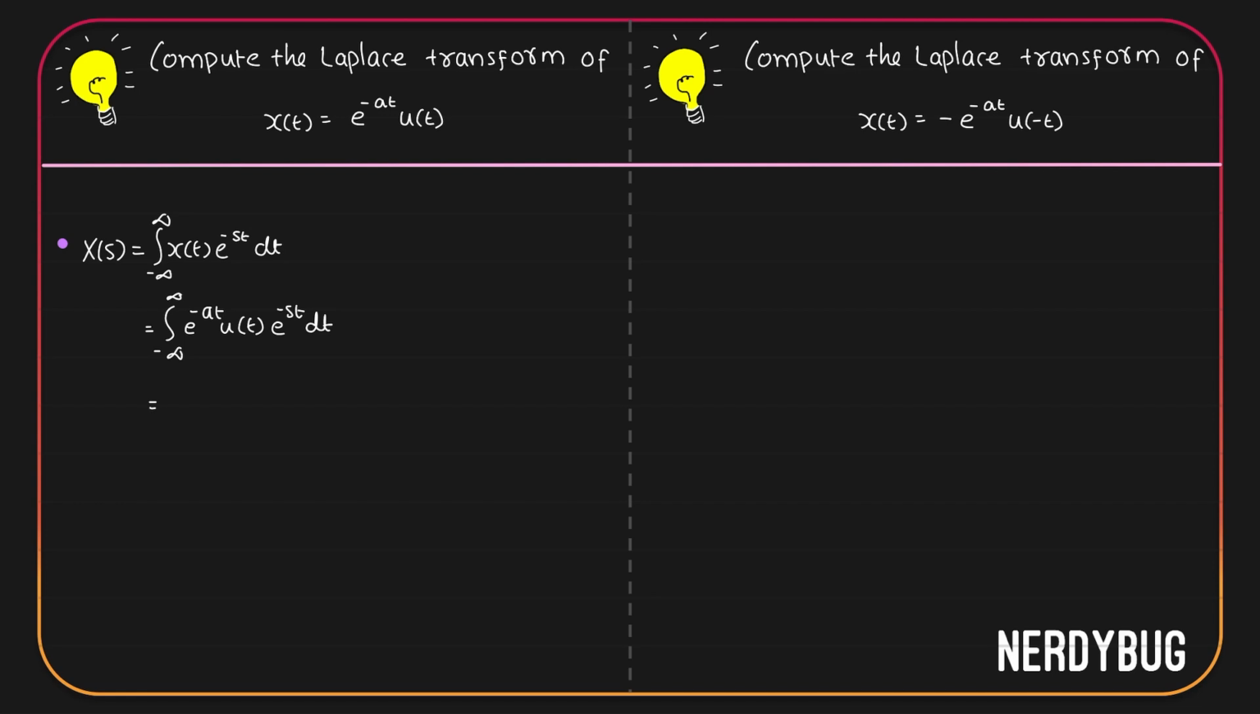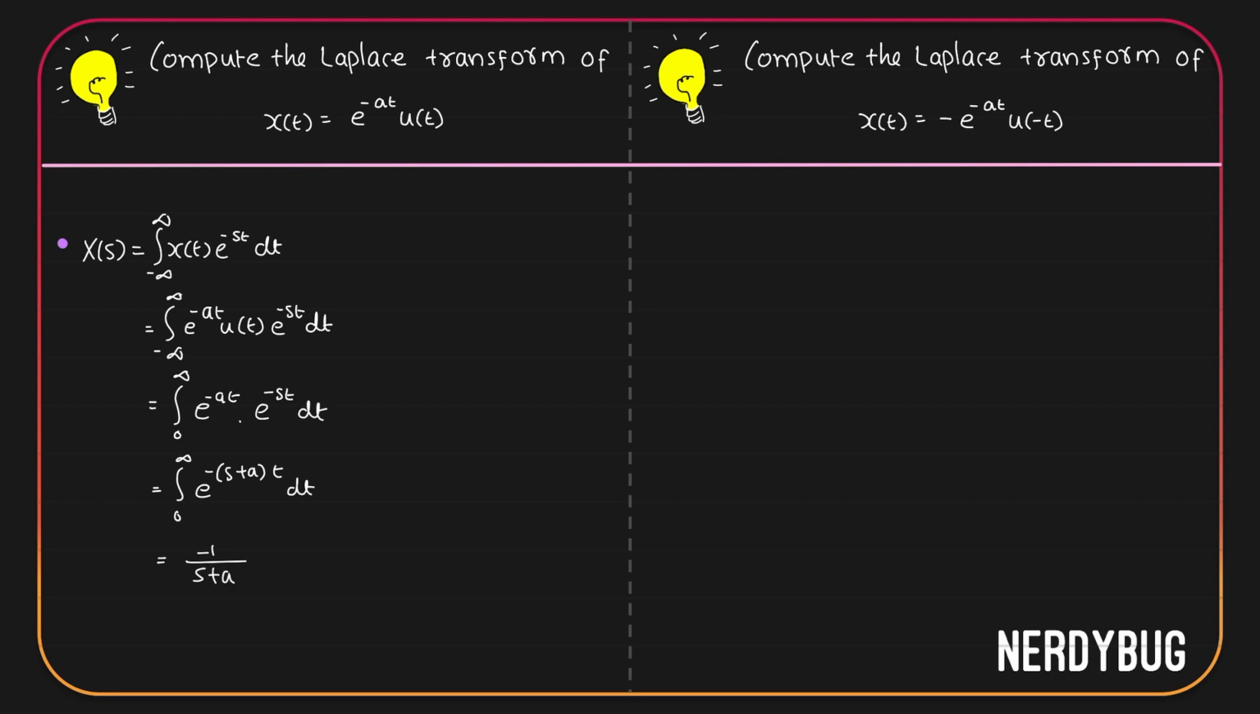So we will take integral from 0 to infinity e raised to minus at. From 0 to infinity, u of t is 1, so into 1, e raised to minus st dt. We can combine these two. It will become e raised to minus a plus s into t. So integral from 0 to infinity, we can write it as e raised to minus s plus a into t dt. Now we have to integrate this.